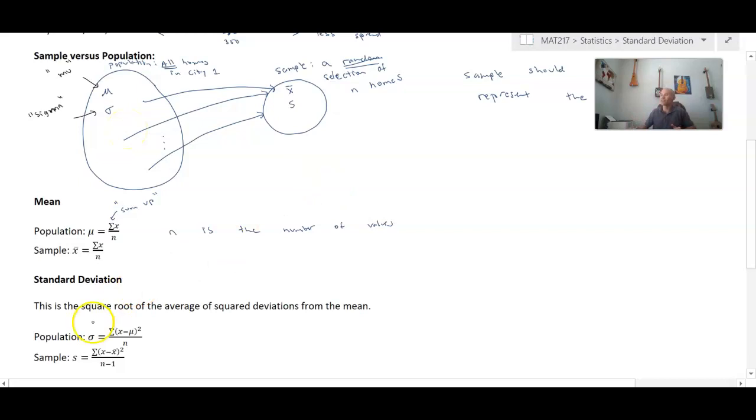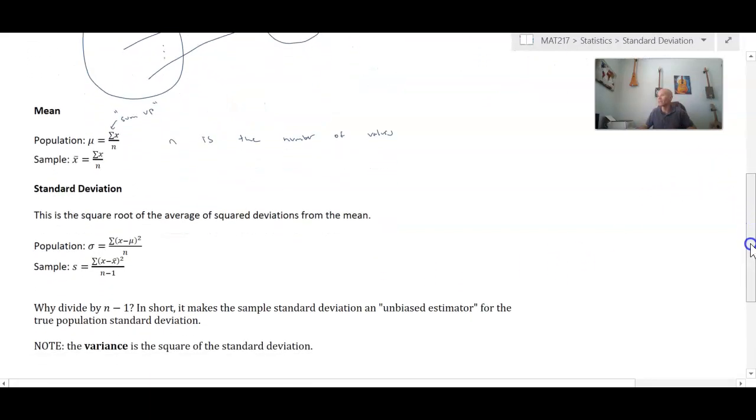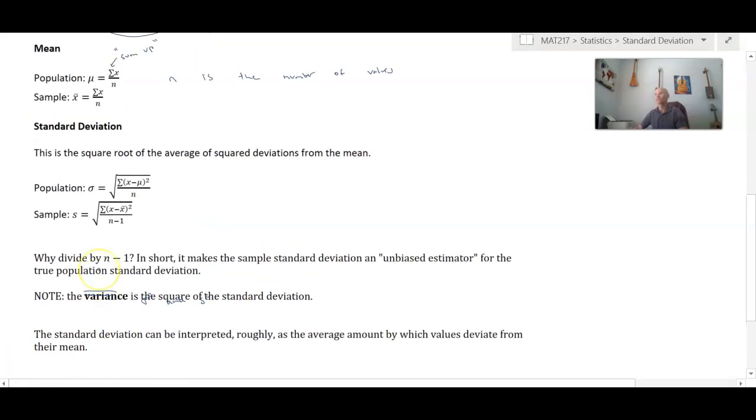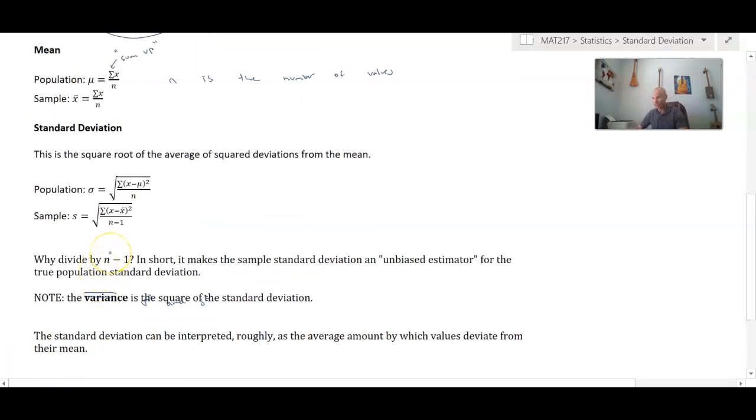So don't worry about the distinction. The key is just, are you dealing with a sample or are you dealing with a population? If it's a sample, divide by n minus 1. If it's a population, divide by n. I also want to point out that if you were to square standard deviation, you would get what's called the variance. So you could think about this as sigma squared and s squared. If you squared these, that's what you would get. Oh, and there's a little typo here. This is actually the square root. Okay, so yeah.